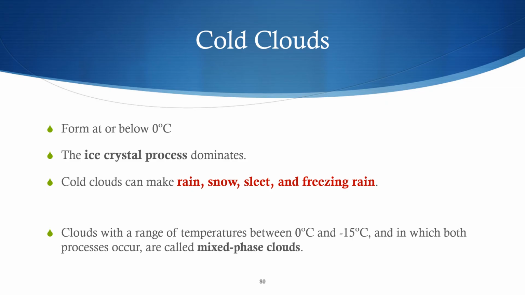Why I say they can do both is because within the cold cloud, there is a section between 0 degrees Celsius and negative 15 degrees Celsius where both processes are occurring. You can get frozen precipitation and rain. We call this portion of the cloud the mixed phase. So where you've got both the ice crystal process and the collision and coalescence process going on is that slightly warmer section of cold clouds, the mixed phase section.